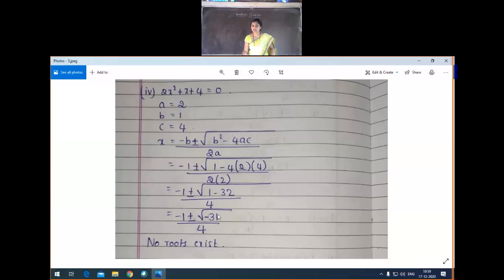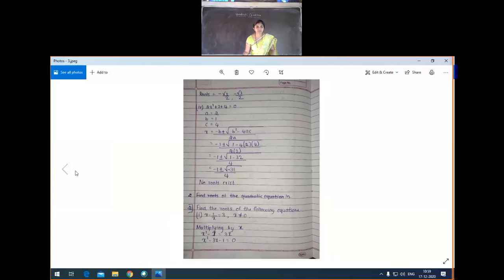So here 31 we cannot remove, 31 is not a perfect square number. But if plus 31 is there, then we can write the roots in the form of minus 1 plus root 31 by 4, then minus 1 minus root 31 by 4. But here inside the root sign, b square minus 4ac is actually converted as minus 31, a negative number. So if a negative sign is there, then we have to write that no roots exist for this equation. Got the idea of this one?